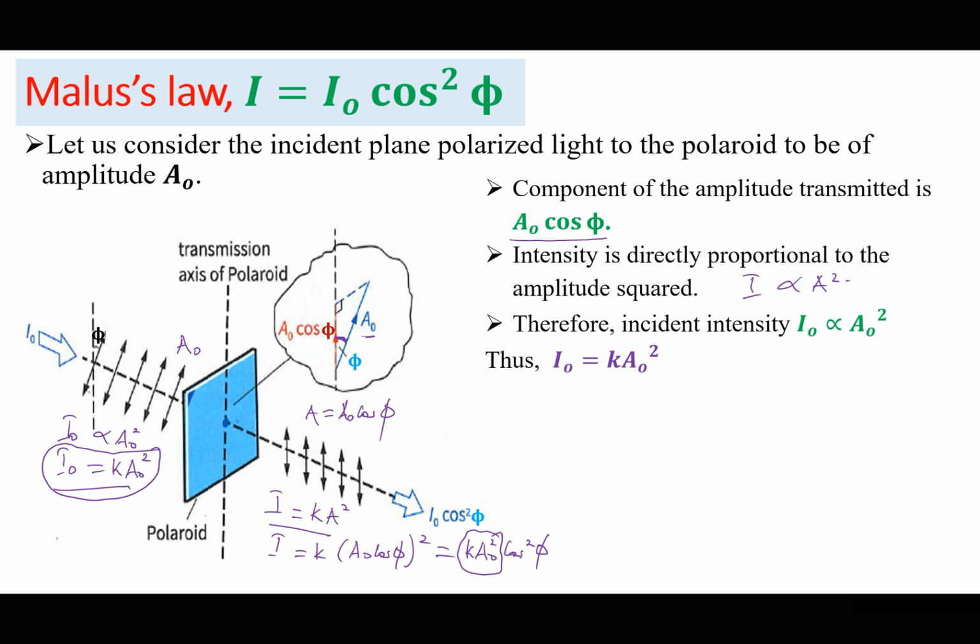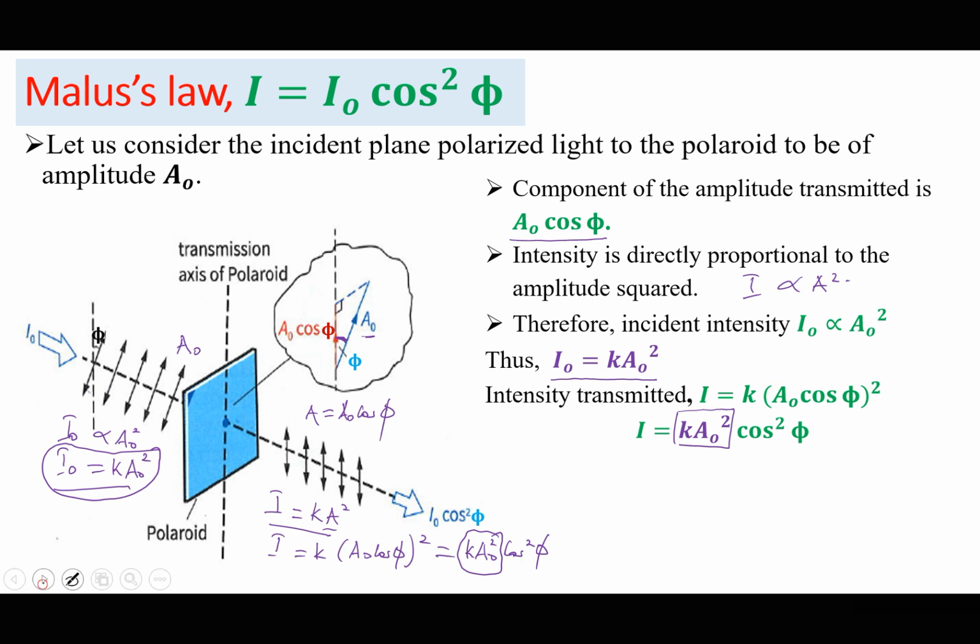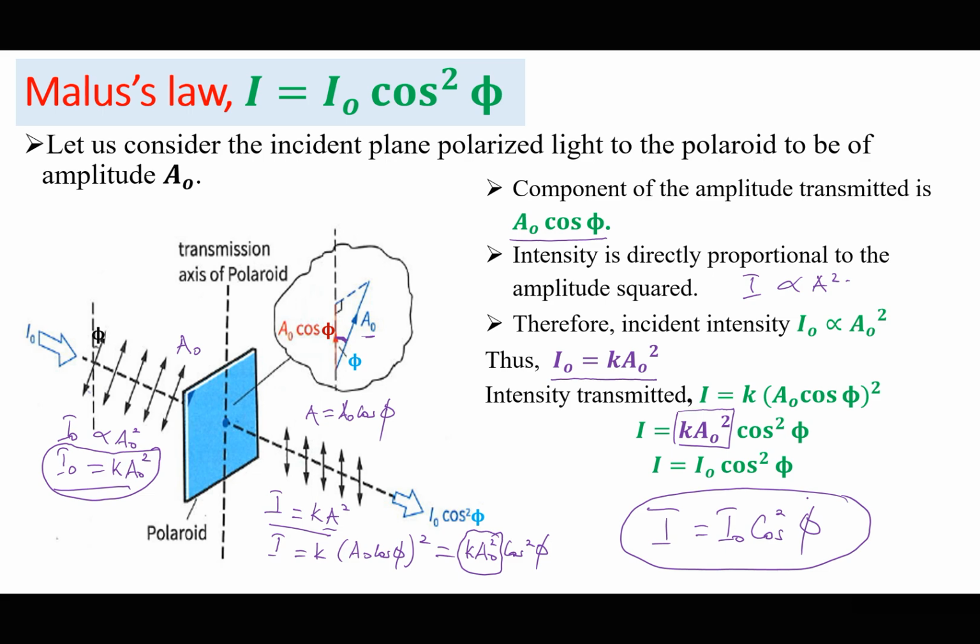So I naught was K A naught squared, and the intensity transmitted is I equals K times A naught cos phi, all squared. When you open that bracket, you obtain K A naught squared cos squared phi, but this K A naught squared is I naught. Therefore, we conclude that I equals I naught cos squared phi. The expression I equals I naught cos squared phi is called Malus' law.